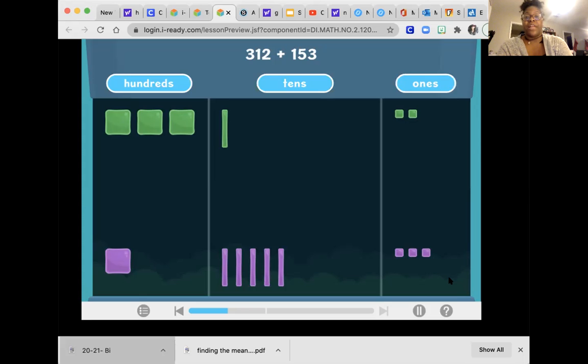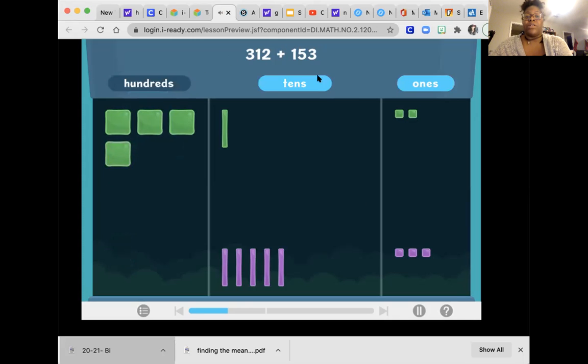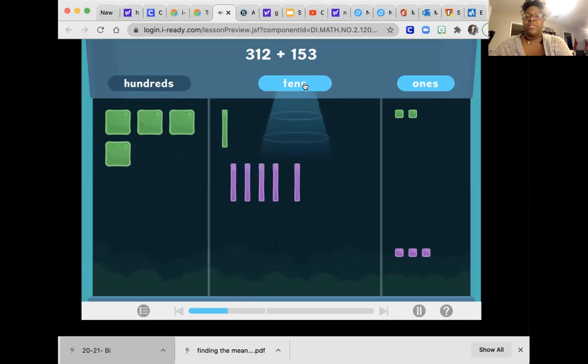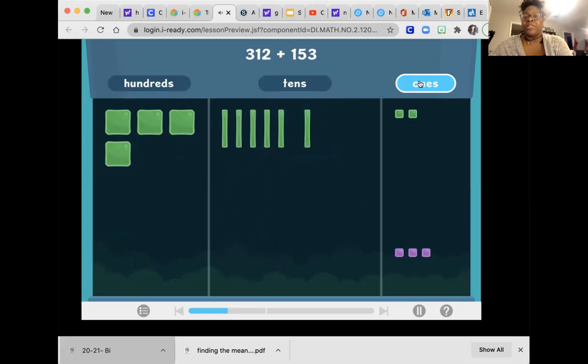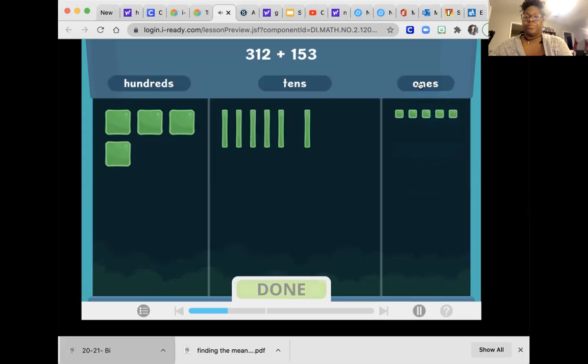Now let's look at the next number, 153. We have 100. We have 50, which is 5 tens, 1, 2, 3, 4, 5. And then we have 3, which is 3 ones. Now I'm going to tap this to move all the hundreds together, tap this to move all the tens together, and then tap this to move all the ones together. Now the blocks are all together.